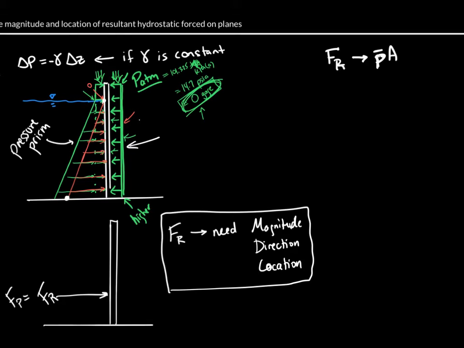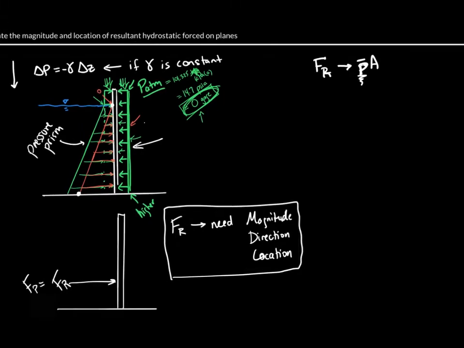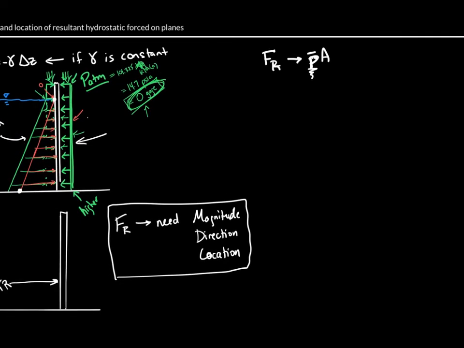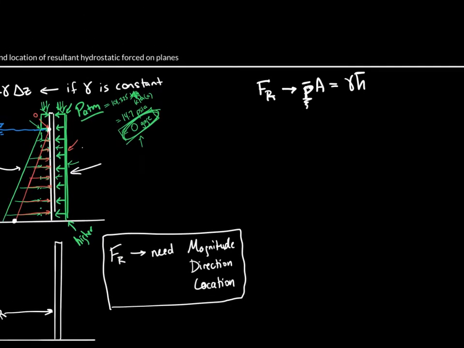Now the problem, of course, is how do I get this average pressure? Without going through a lot of proof of that, the way to do it is you take the pressure at the centroid. The pressure at the centroid is going to be gamma h bar, times the area, where h bar is the depth to the centroid, gamma is the specific weight of the fluid, and A is the area of the face.